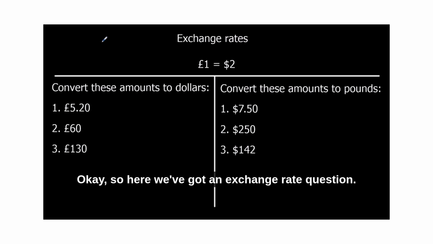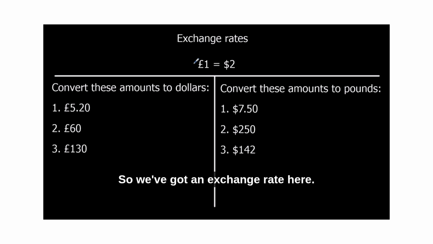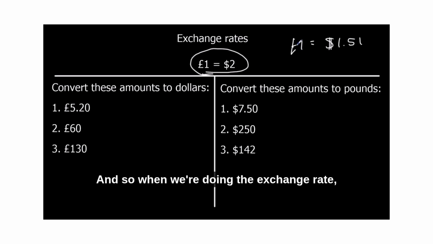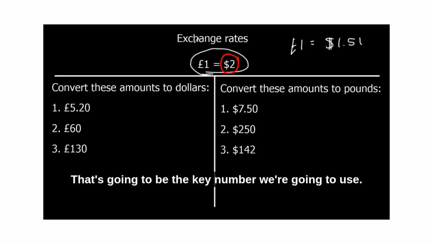Okay, so here we've got an exchange rate question. It says £1 is equal to $2. When we get exchange rates, we always have a 1. So something's 1, and then it's equal to something else, so it could be £1 is equal to $1.51. We always have a 1. So when we're doing the exchange rate, we're really looking at this 2 when we're doing our questions. That's going to be the key number we're going to use.